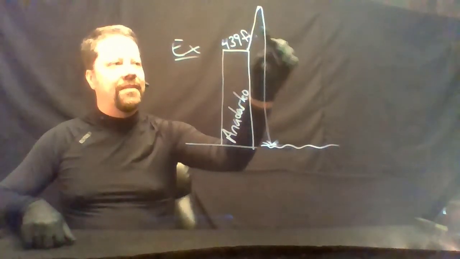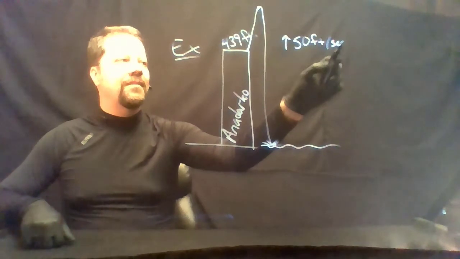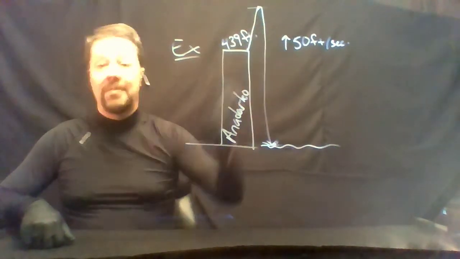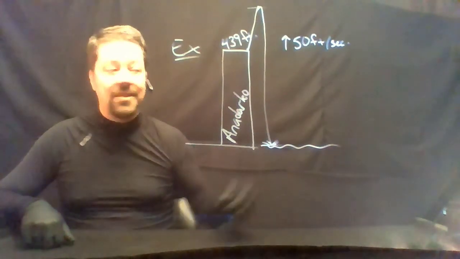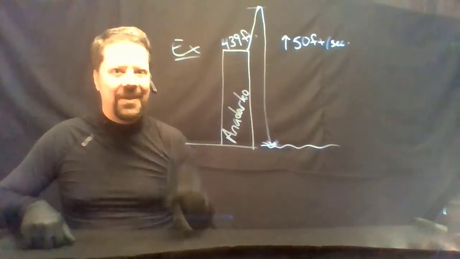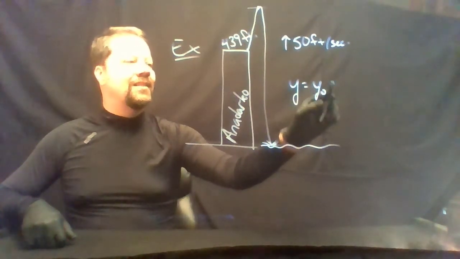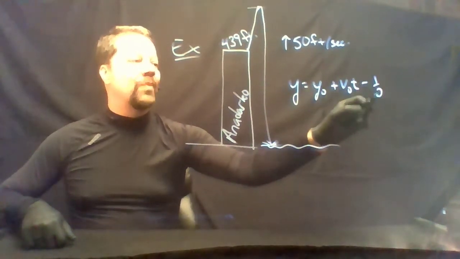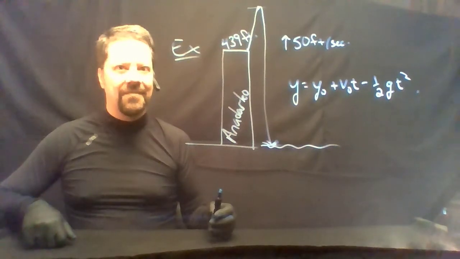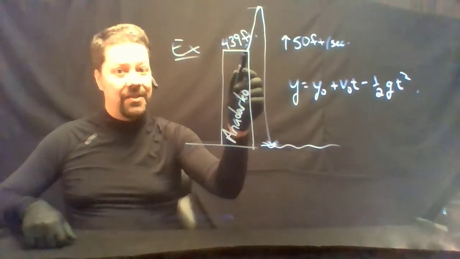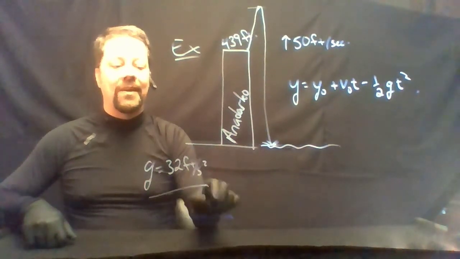I want to know, if this is going up initially at 50 feet per second, first of all, what's the maximum height? How long does it take to hit the water? And how fast is the rock going when it hits the water? Three questions. First, we know that y is y naught plus v naught t minus 1/2 g t squared. Do you know what g is here? We're using English units, so g is 32 feet per second squared.